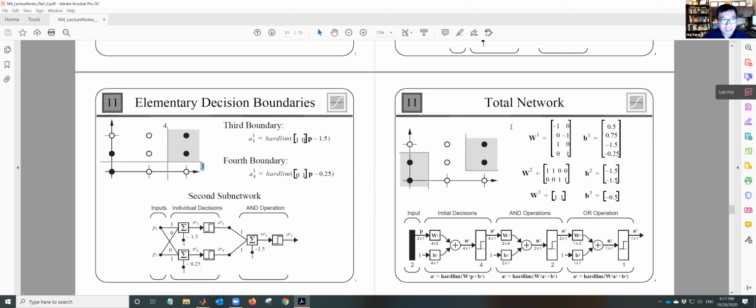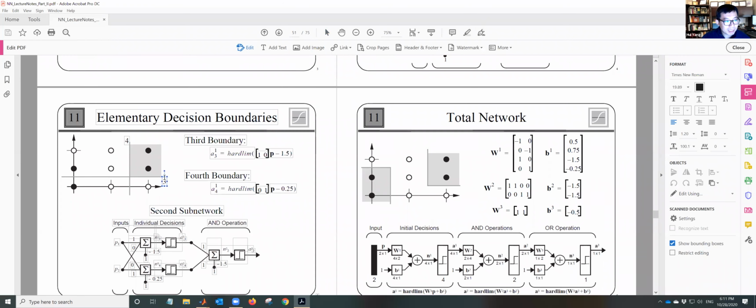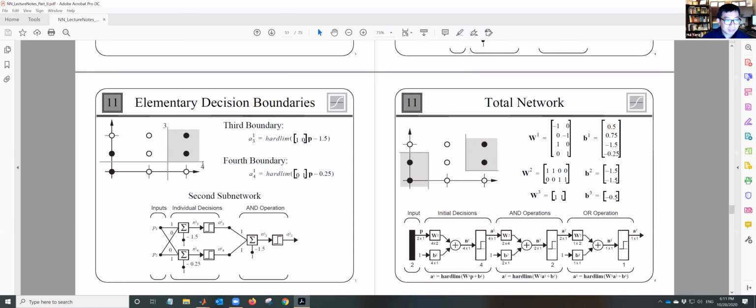Okay, is that right? Everybody agree? Did I make any mistake here? Let me just type 4. And this one should be the third boundary. Is that clear? This is the third boundary, this is the fourth boundary. 1.5, 0.25. And then you use another AND operation. You want to make sure in this area, you get a 1. And then over here, you get a 0.